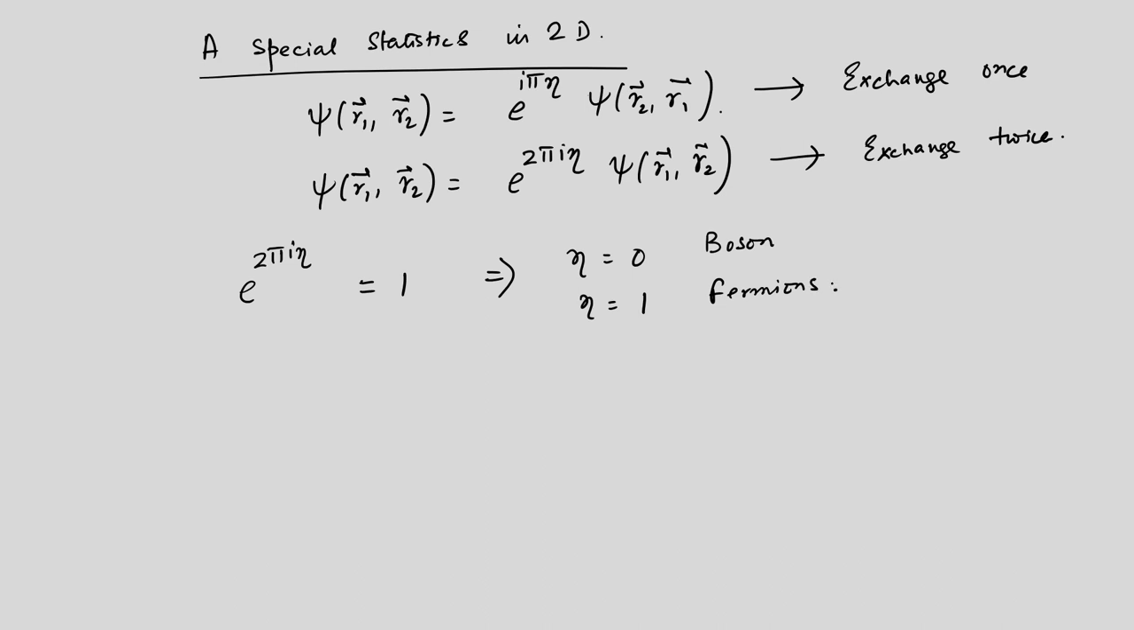Okay. So, this is that permutation statistics or exchange statistics that we are familiar with in the context of fermions and bosons. But there is a subtle difference in 2D. In 3D, the exchanges can be done without crossing each other's path. So the two particles can be smoothly exchanged without getting tangled with each other. But in 2D, that does not happen. It cannot be done without tangling the paths.